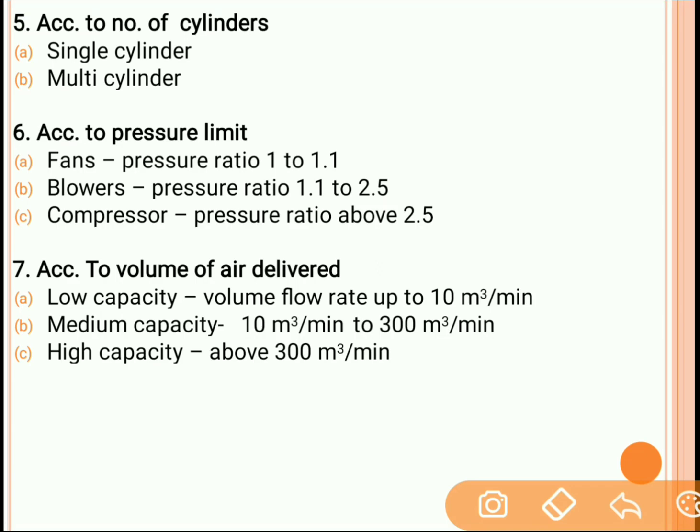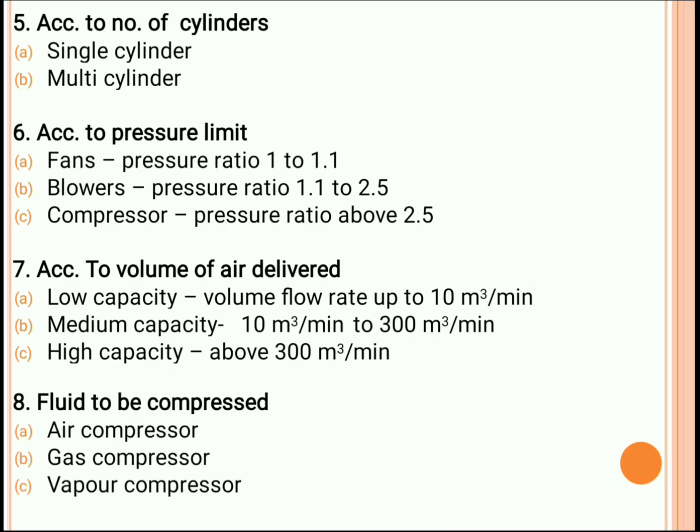The seventh classification is according to the volume of air delivered. First is low capacity compressor, when the volume flow rate is up to 10 meter cube per minute. If the volume flow rate is between 10 and 300 meter cube per minute, it is considered a medium capacity compressor. And above 300 meter cube per minute, it is considered a high capacity compressor.